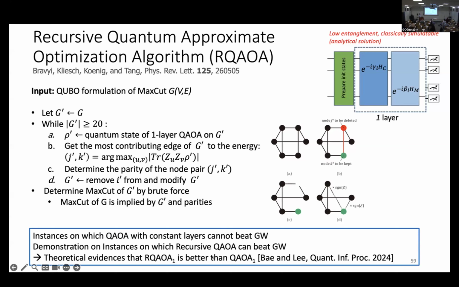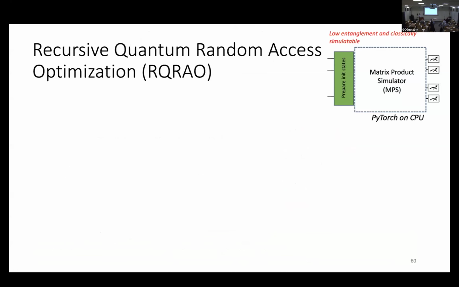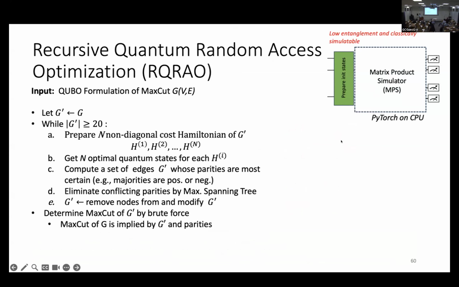There's also theoretical evidence lately about recursive QAOA with a limited number of layers. So basically, the recursive approach has the power of doing this with limited entanglement; it seems to be good. And what we did is recursive quantum random access optimization. Instead of doing this with one layer of QAOA, we did it with a matrix product simulator with limited bond dimension, and we have the code in PyTorch and CPU. The idea is similar to the recursive QAOA.